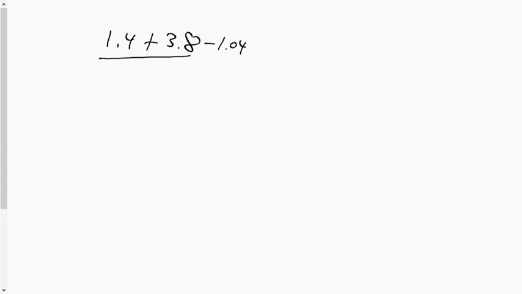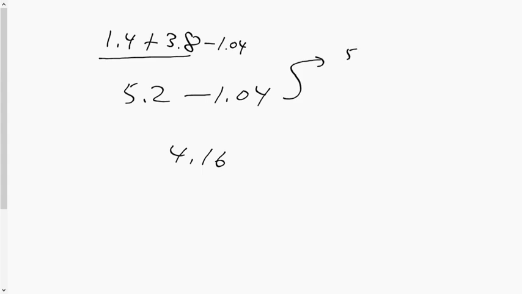If I'm doing this without a calculator, I always think about money again. $1.40 plus 3.80. It makes more sense to me. That is $5.20, or 5.2. 5.2 take away 1.04. If I do it in my head, $5.20 take away $1.04 would be $4.16. So my answer is 4.16. If I had trouble with it, put an extra 0 on there. Do it like that.